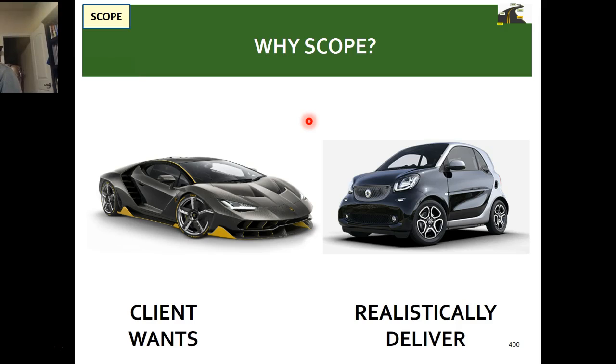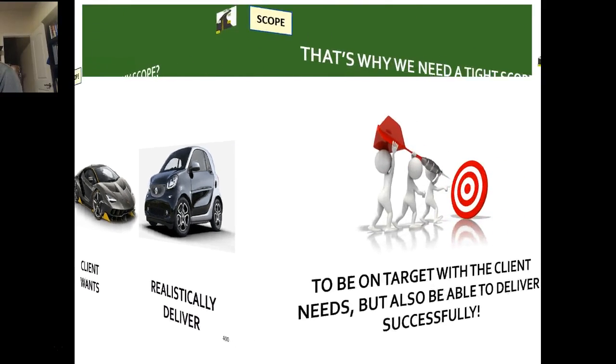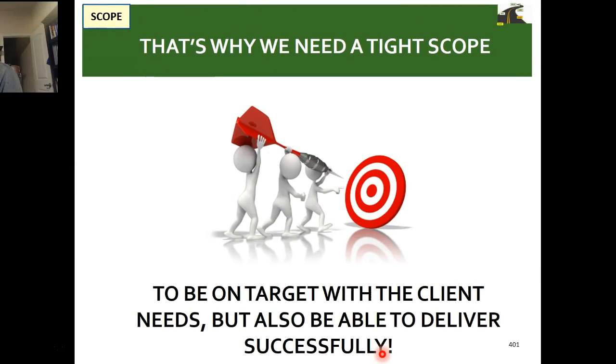Why do we scope things? Because clients always want more than they can pay for. So the client really wants this, but realistically you can deliver only the Yugo. Well, we see that in the real world, and that's why we need to have a tight scope. We need to be on target with the client needs, but also deliver successfully.